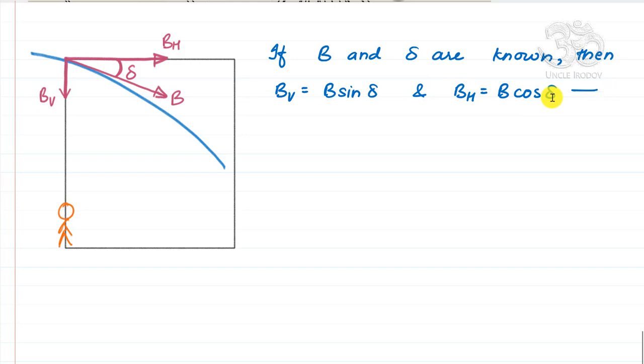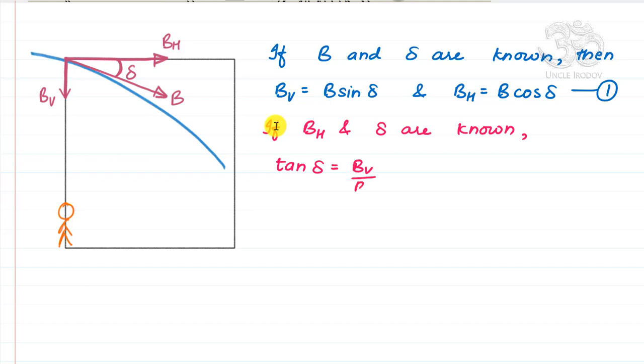So if he knows B and delta, he can find out BV and BH, no big deal. Usually we know B horizontal and we know delta. So let us go from that angle. If BH and delta are known, then what can we do? Then we can say that tan of delta is going to be BV by BH. That will mean BV is equal to BH tan delta, and this is one relation.